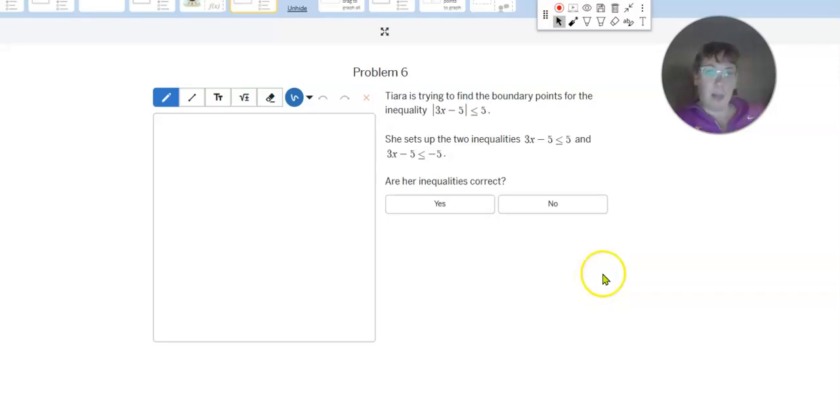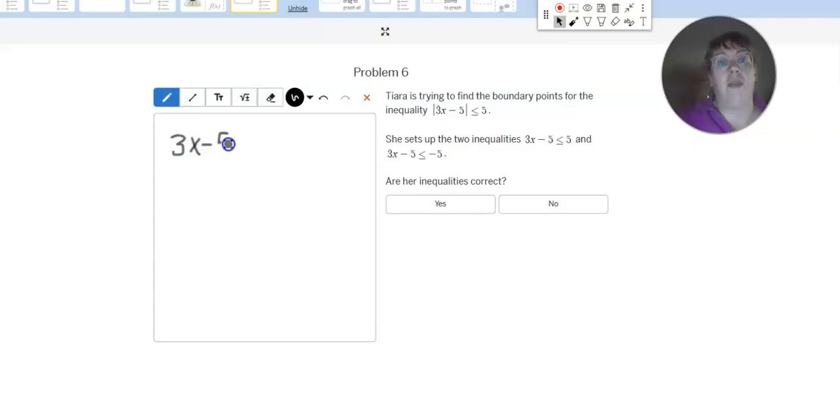Alrighty, friends, let's finish up working through this practice. So it says Tiara is trying to find the boundary points for this inequality, and she sets up the two inequalities. So the first one is always going to look the exact same, except we took away those absolute value bars. So we have 3x minus 5 less than or equal to 5. So this one looks good to me.